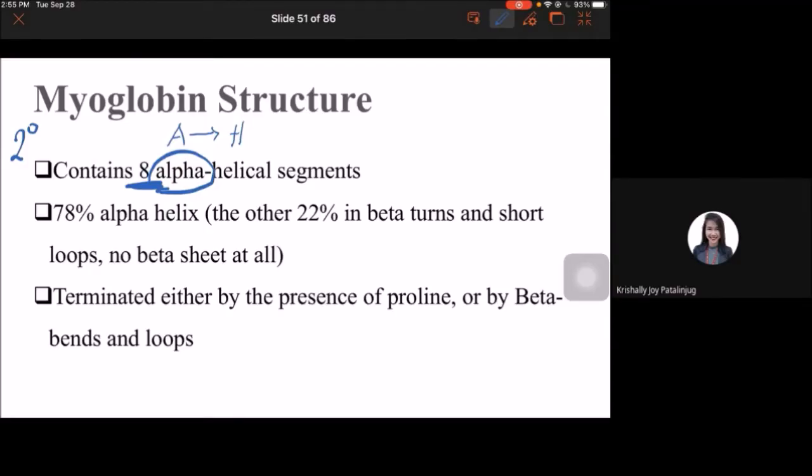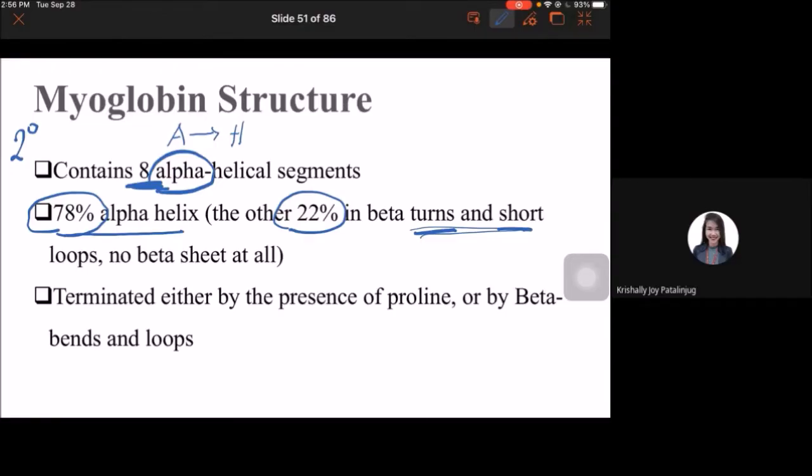That is why nakasulat dito 78%, so majority of the secondary structure of myoglobin is alpha helix. Whereas the remaining 22 percent is for the turns at saka short loops, particularly the beta turns and loops. Di ba, these are very important for the connection. It will link the secondary structures together from one another. That's the importance of the turns and the loops.